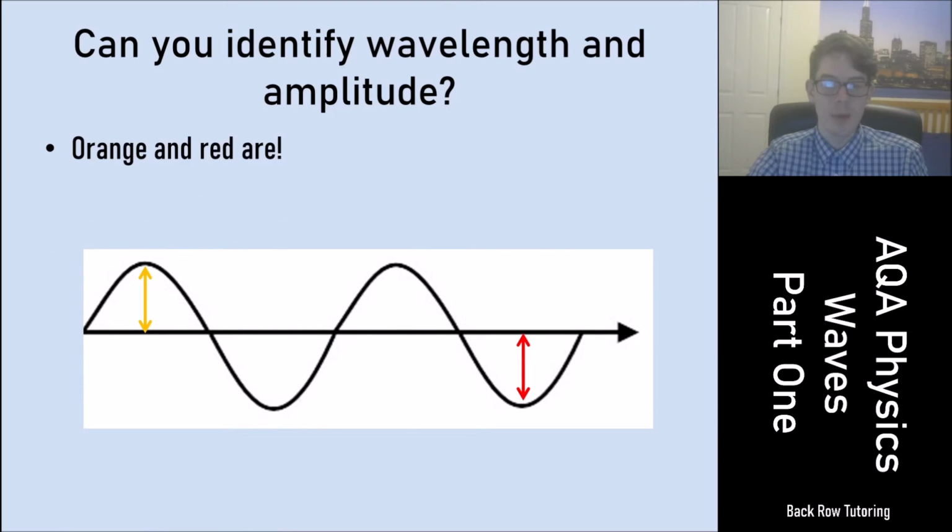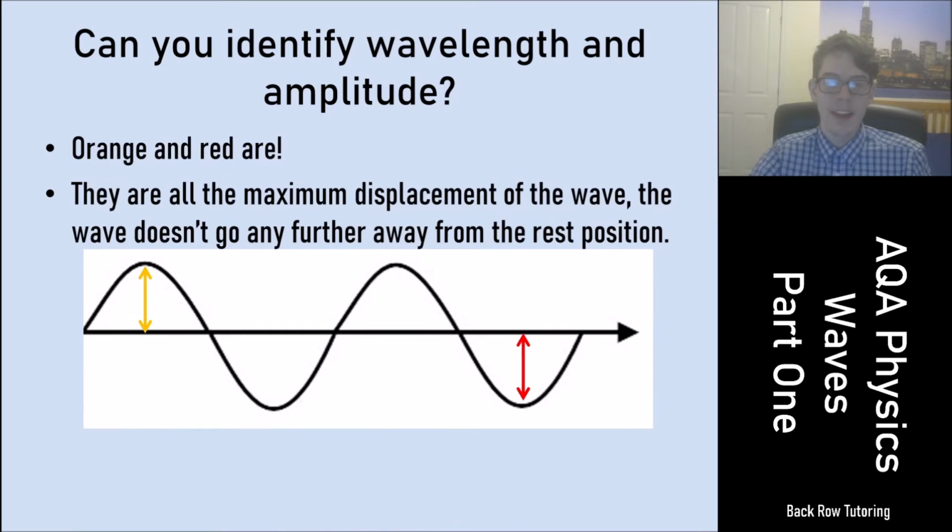The orange and the red one are, and that's because they are all the maximum displacement of the wave. The wave doesn't go any further away from the rest position than at these points. So here we are on the peak of a wave, and here we're on the trough of a wave. And these are both the maximum displacement from the resting position. So the distance from here to the resting position is the amplitude.